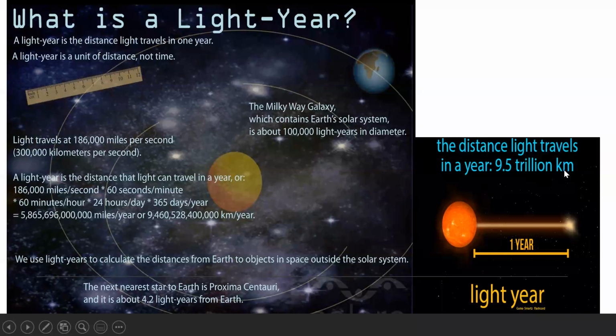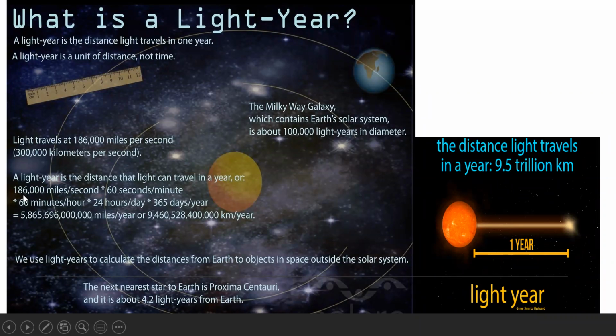Kilometer is not the SI unit. You have to convert it to meters, so again multiply by 10 raised to 3. So much distance is traveled by light in 1 year. So a light year is a unit of distance, not time. Light travels at 186,000 miles per second. So you know this value, 3.0 into 10 raised to 8 meters per second. And the light year is the distance that light can travel in a year.